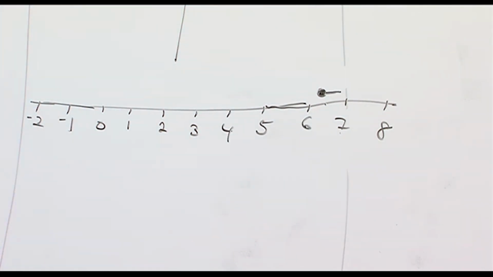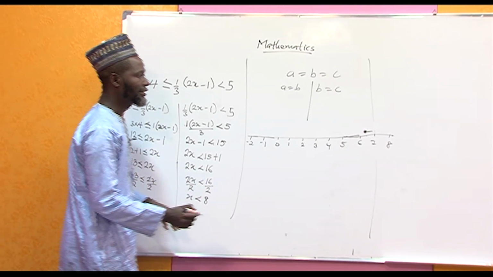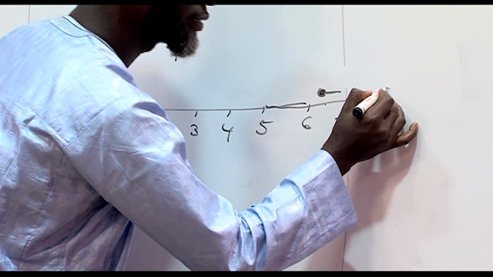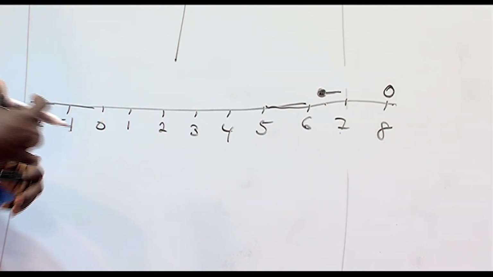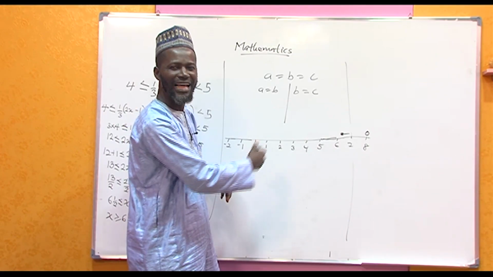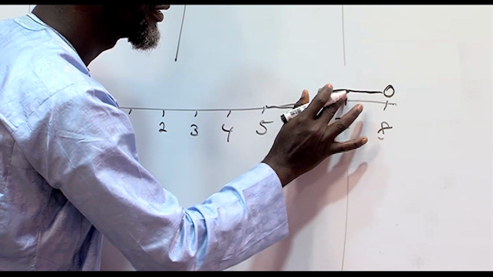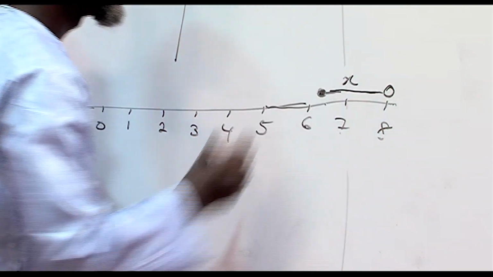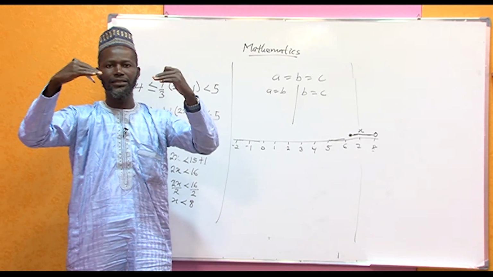Then to the other one, we have x less than 8. That is, our answer is 8. But due to the fact that it's less than 8, our arrow will move out through our left-hand side, which is this. Therefore, the two arrows can be joined. So we have x.